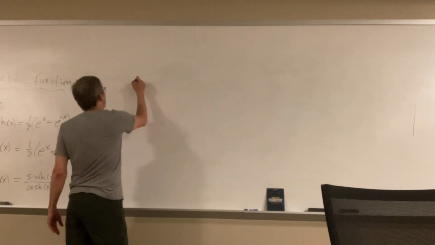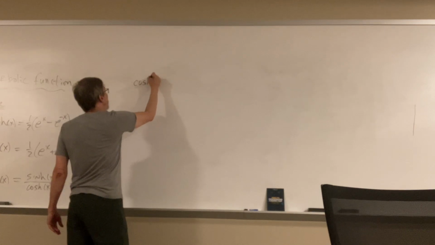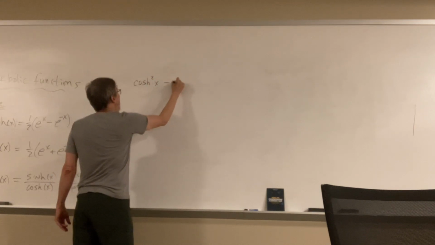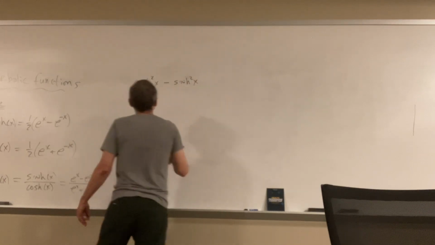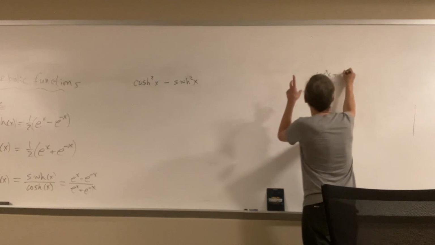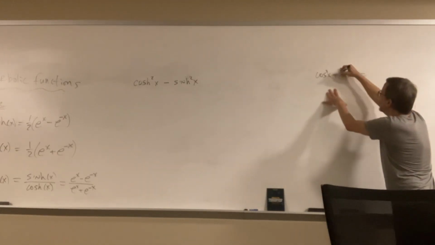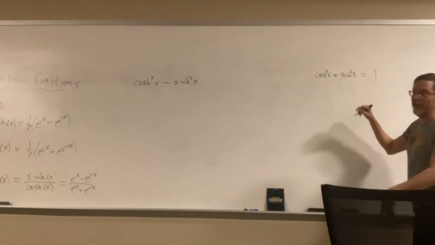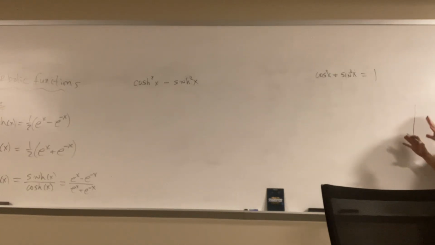For example, if I take hyperbolic cosine squared minus hyperbolic sine squared, what's this, just really quick? If I take regular cosine squared plus regular sine squared, what do we get? 1. Thank you. That's beautiful. Yes, I get 1. You've seen this before. You probably just weren't quite sure what I was looking for.